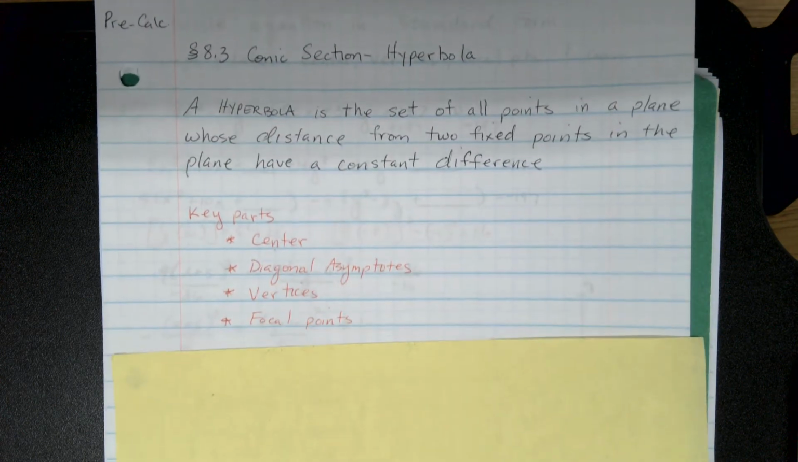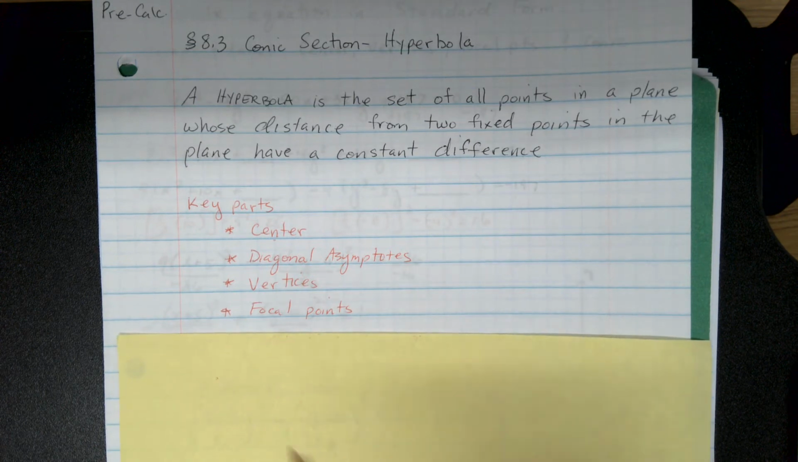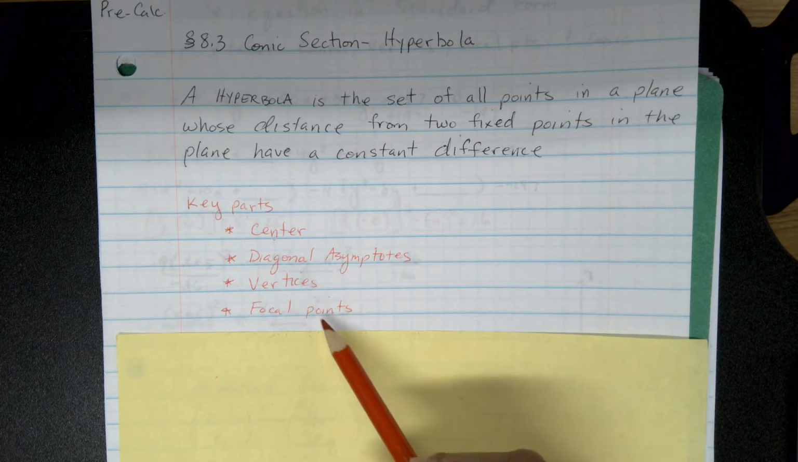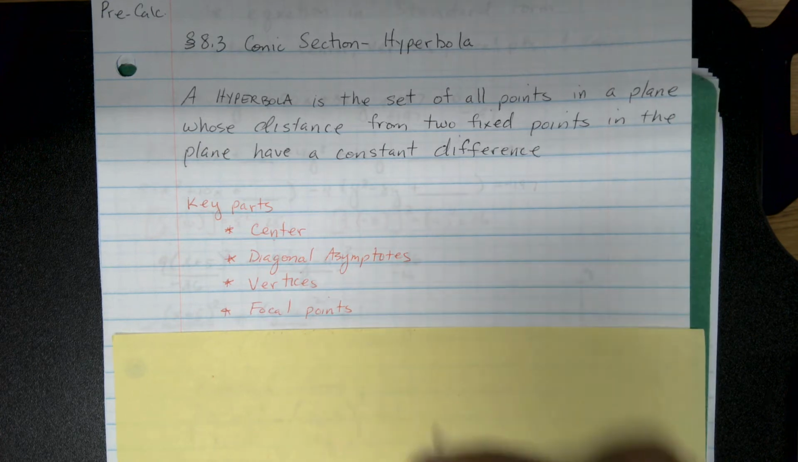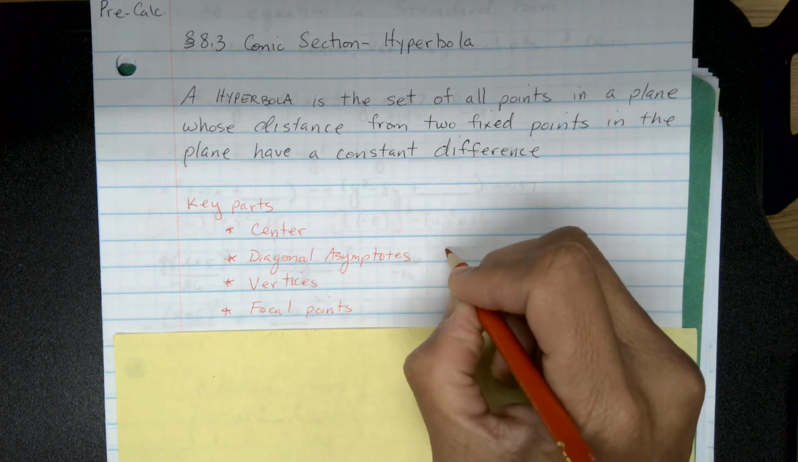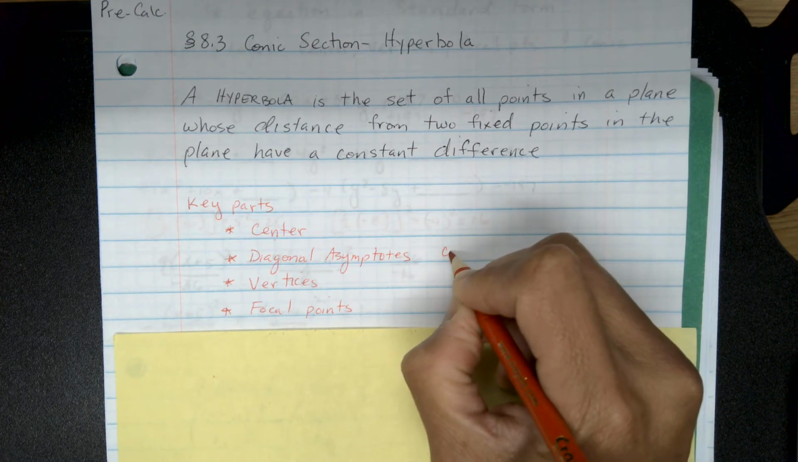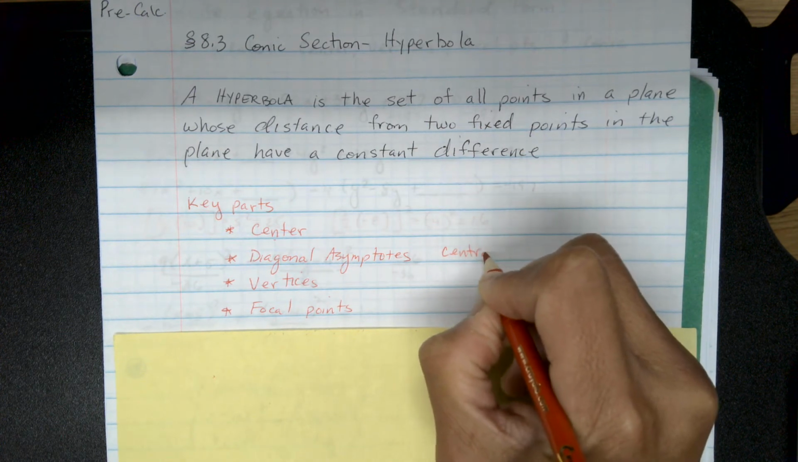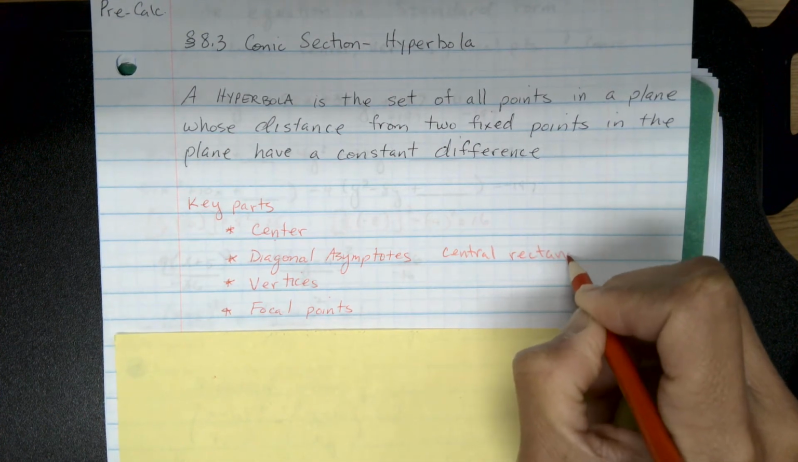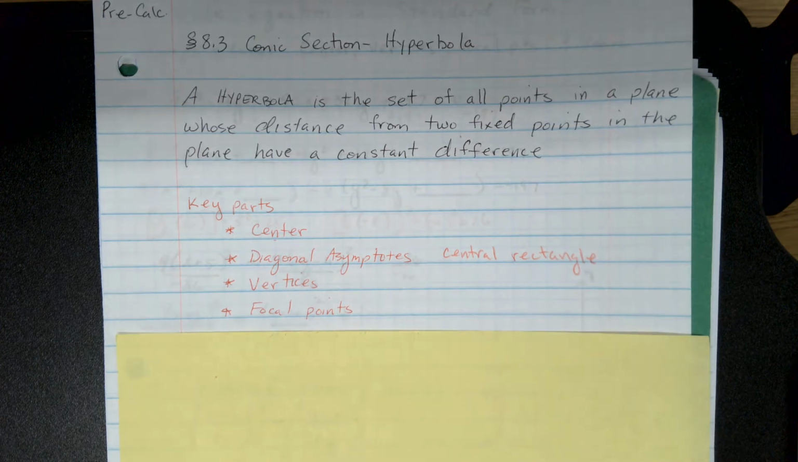Alright, key parts when graphing. Find the center, diagonal asymptotes, vertices, and focal points. For these diagonal asymptotes, we're going to draw what you call a central rectangle. And this will make more sense when we actually graph.